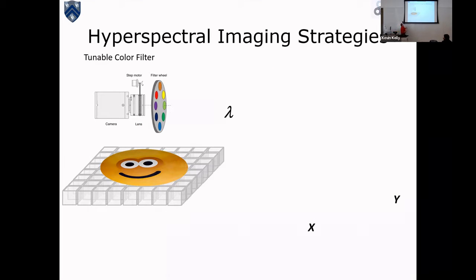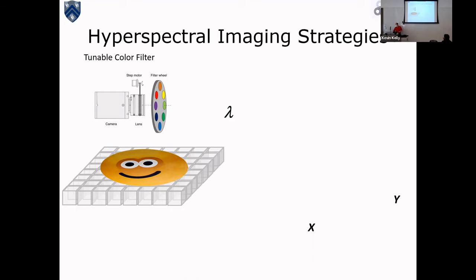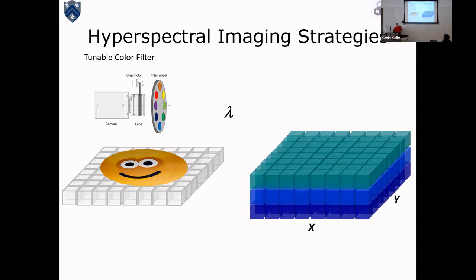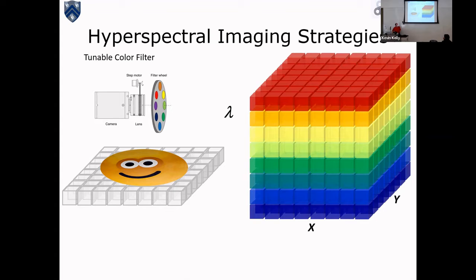We could again do the filter wheel version of hyperspectral. And in that case, we're building up each spatial layer, X and Y, by different lambdas. So we can go from the ultraviolet to the blue, to the cyan, to the greens, to the yellow, to the orange, and so on. So that's one strategy. But the more color channels you want, the more filters you're going to have on your wheel.